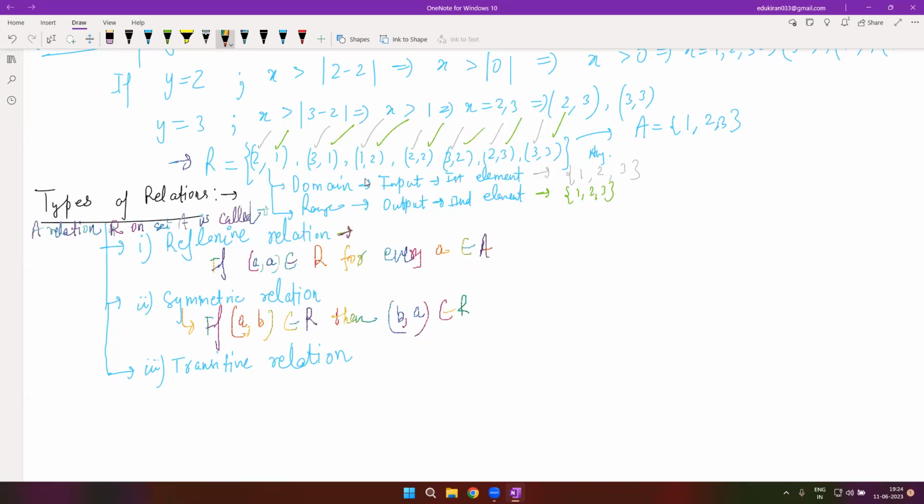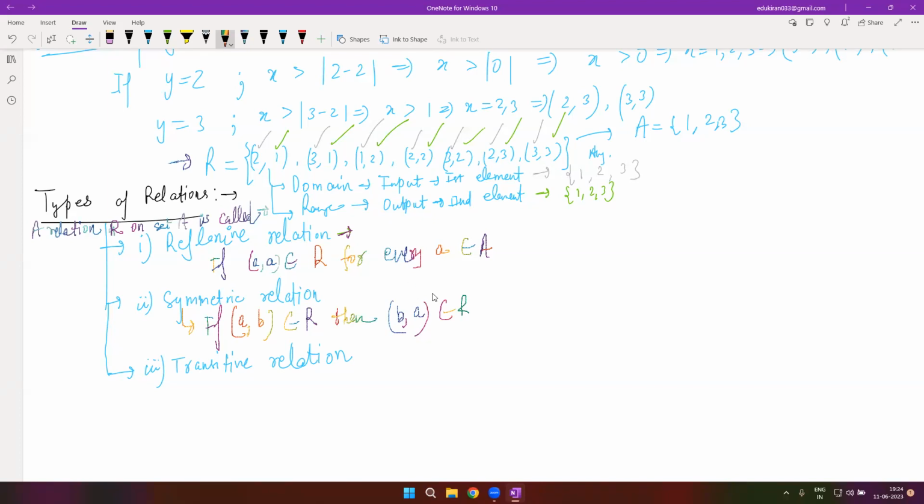But for reflexive, we are taking the elements from the set. We're taking all the elements of the set. But for symmetric, we are not taking the elements from the set. We are just checking all the pairs of this relation. So let's say if this contains 2, 1, we are checking for 2, 1 only. If it does not contain 2, 1, I will not check for 2, 1. Right? So this is the basic difference between reflexive and symmetric relation.